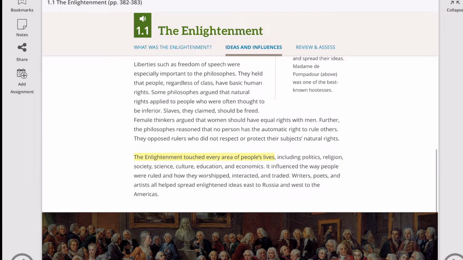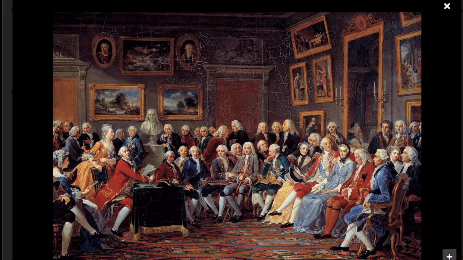Now let's take a look at this painting that depicts salons. So the Enlightenment salons were gatherings organized by wealthy women. Salon hostesses would invite thinkers, writers, and artists to discuss their opinions. These lively conversations helped the philosophers refine and spread their ideas.